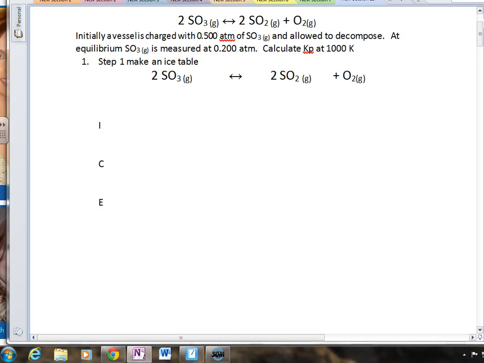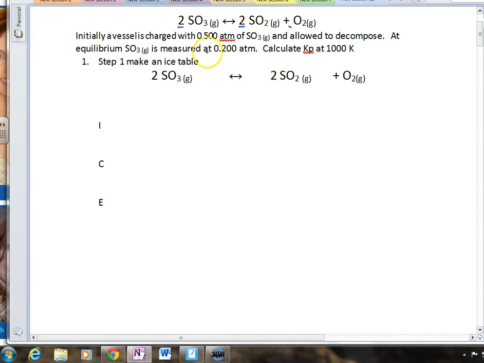Okay, this is a video that's going to show us how to calculate an equilibrium constant if we are given an equilibrium value for an equation. And so let's take a look at what we have here. We have a reaction where 2 moles of SO3 are decomposing into 2 moles of SO2, sulfur dioxide, and 1 mole of O2.